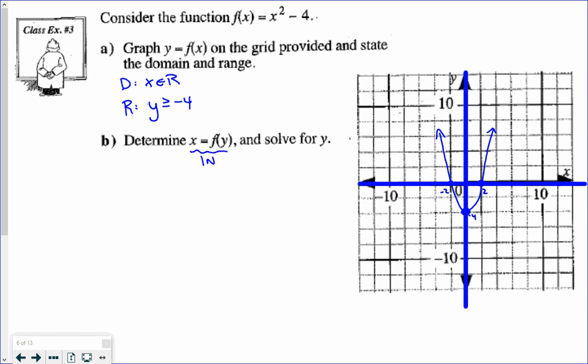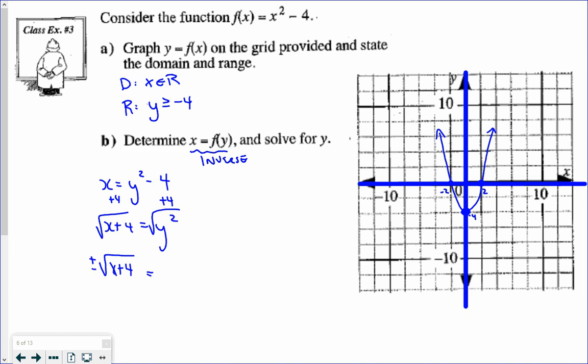So determine x equals f inverse of y. Again, that is the shorthand for inverse, and solve for y. So we're going to start by switching our x and y's around, and then I'm going to get that new y by itself. So I'm going to add 4 to both sides. Now, because I'm working through inverse, I have to insert a square root. When I insert a square root, I also have to insert plus minus.